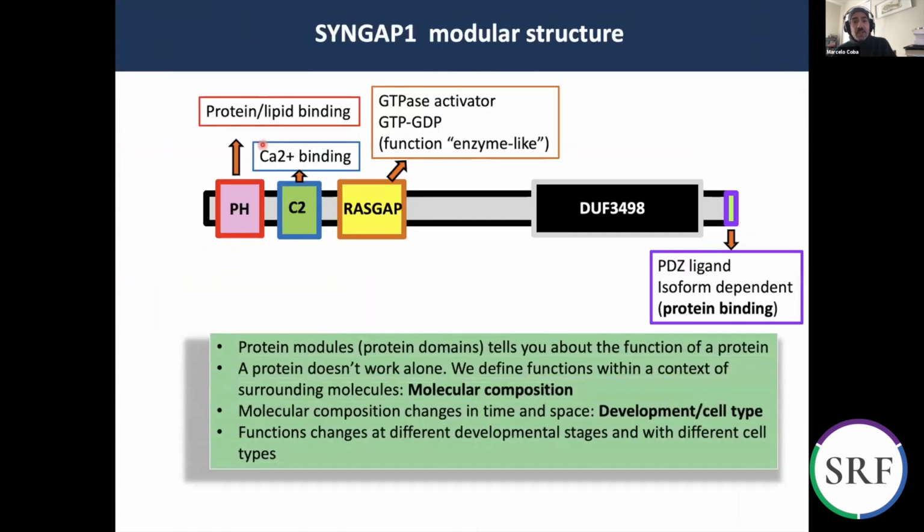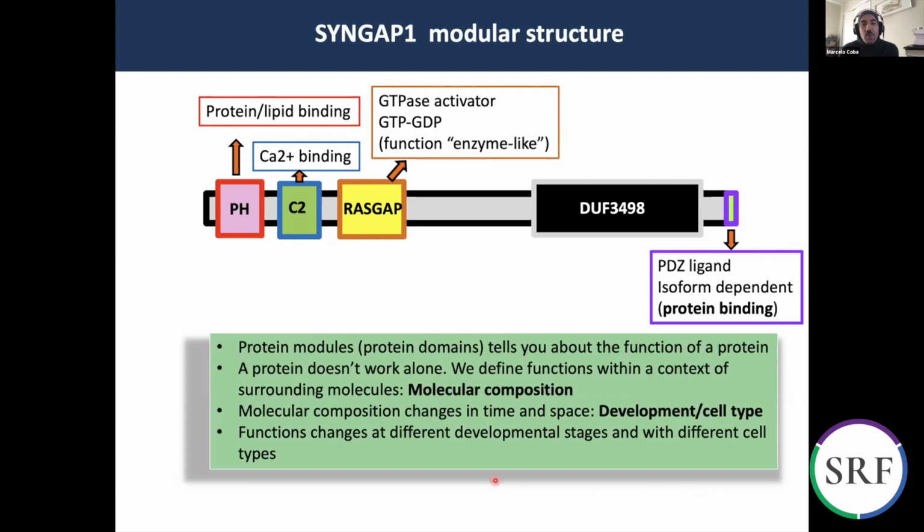And I probably don't need to show this, as you already know, but you have different modules that describe functions, like a RAS GAP domain, and different modules involved in protein interaction, like the PH domain and PDZ ligand binding. When we describe proteins in terms of domains, these domains or protein modules can tell you what the function of the protein is. And we usually describe the function of proteins by their domain composition, mainly because the protein doesn't work alone, and these functions are within the context of the surrounding molecules.